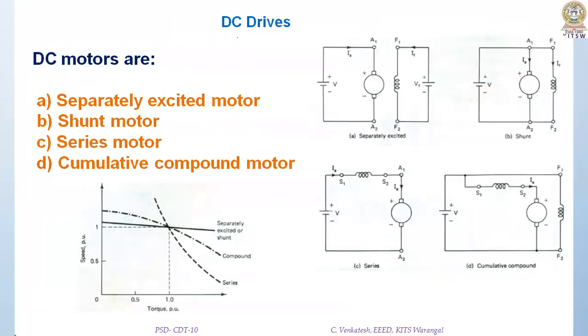So in general, there are these four types of motors that are normally used in drives, and these are the connections. And we can see here torque speed characteristics of all the motors shown in one graph. You can see the cumulatively compounded motor's characteristics are in between the series motor and the shunt motor.